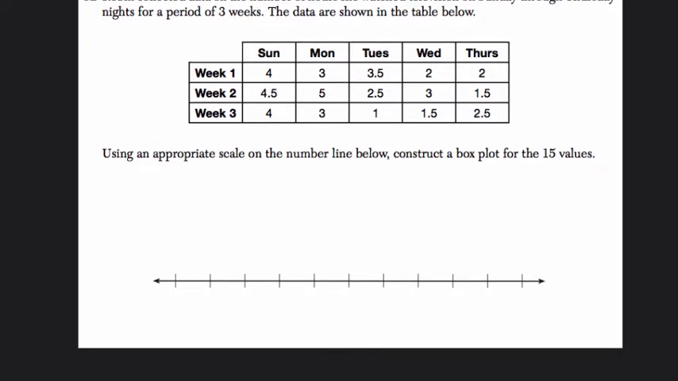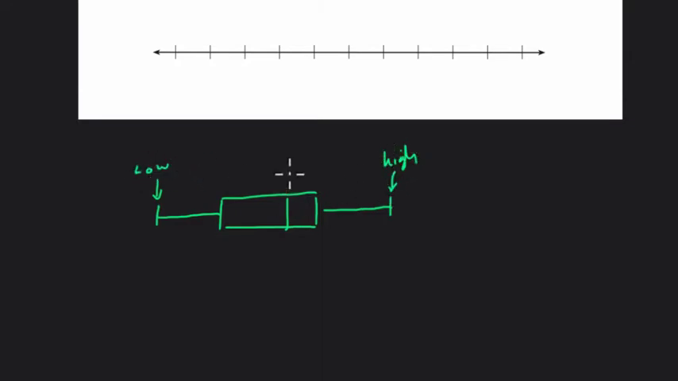To do that, if we just sketch a box and whisker plot out in general, we're going to have something like this. This would be our low value right here. This would be our high value. This is going to be our second quartile, which is our median. This is our third quartile. And this is our first quartile right here.